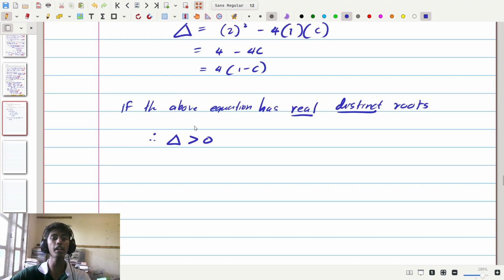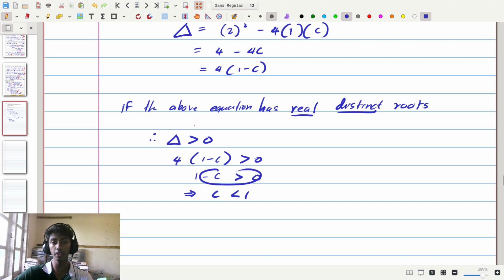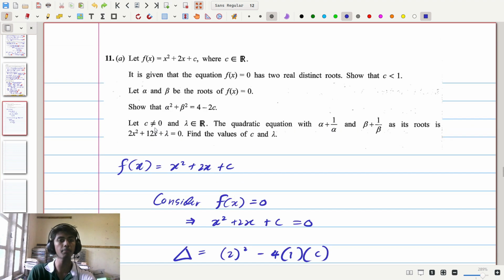So therefore if delta is greater than 0, then 4 times 1 minus c must be greater than 0. And therefore if we divide out the 4, we are left with 1 minus c greater than 0, leading us to c less than 1. If you take c to the other side, we can see 1 is greater than c, and therefore c is less than 1. So with that, we have concluded that c must be less than 1 if c is an element of the real numbers, and the quadratic equation that we have here has real and distinct roots. Now moving on to the second part, after this we are told that alpha and beta are the roots of f(x) equals 0.